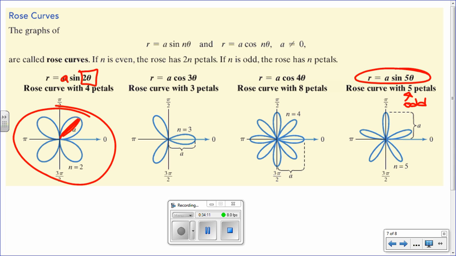Okay, so to summarize, for those, if the number is odd, it's just going to have the same amount of petals. But if the number that goes with theta is even, it's going to have twice the amount of petals, right? Then, of course, there are other rose curves that we get with cosine. With cosine, it also repeats. If you put an even number, it will double the number of the petals. But if you put an odd number as a coefficient of theta, it's going to give you the same number of petals.